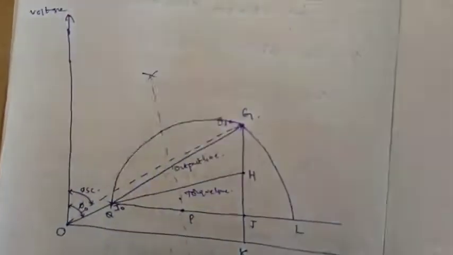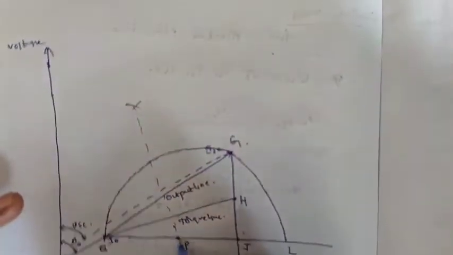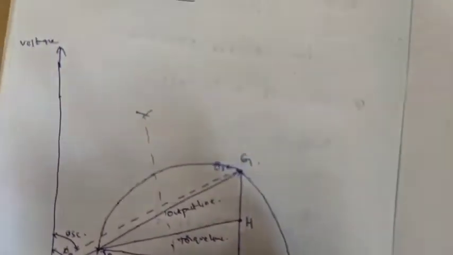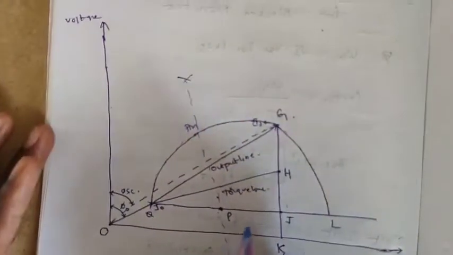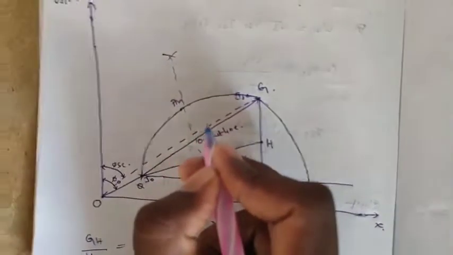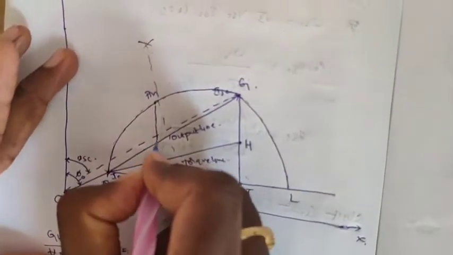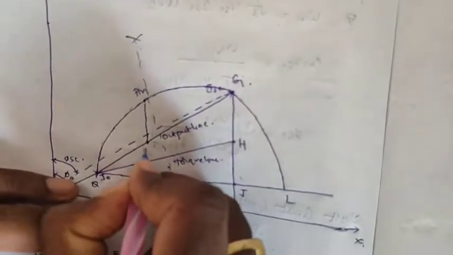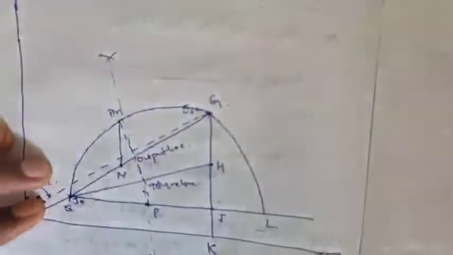After that, draw a line perpendicular to the point P, that is parallel to the output line, cut at PM. So draw one parallel line that is parallel to the y-axis, that cuts the output line at a point, putting as N. So the angle at point P.